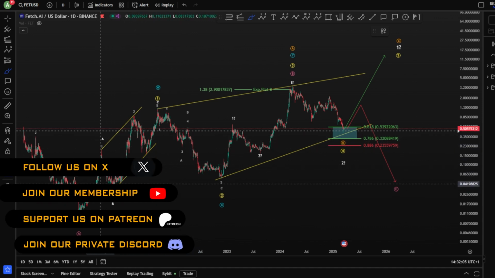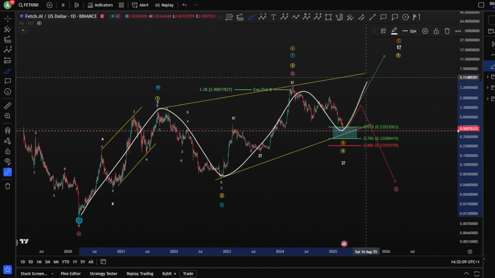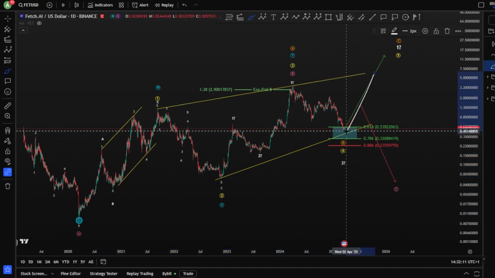We are looking here on the daily chart for a potential 1, 2, 3, 4, 5 leading diagonal for a wave of 5, where we have hit perfectly the blue box that we are expecting a bullish scenario to unfold, or potentially, of course, a rebound in 3 corrective waves and then continuation toward the downside.